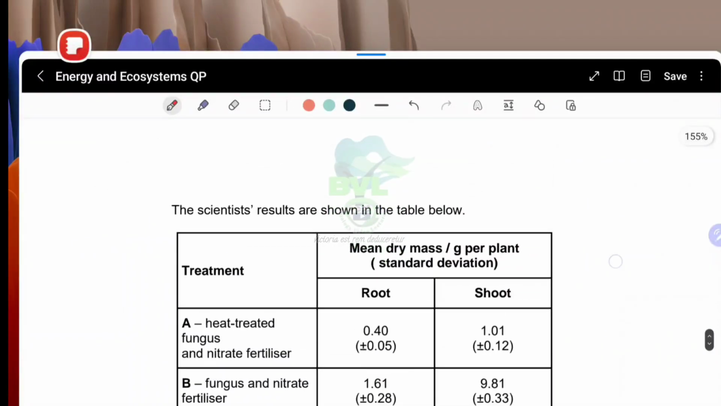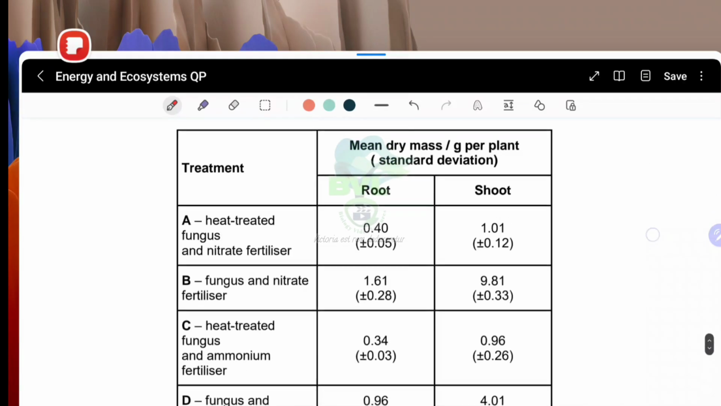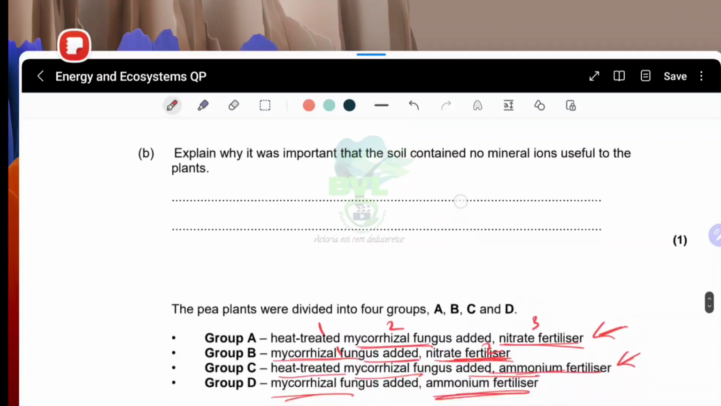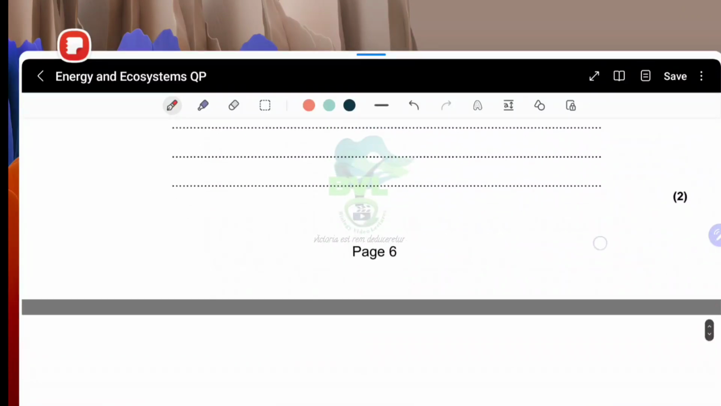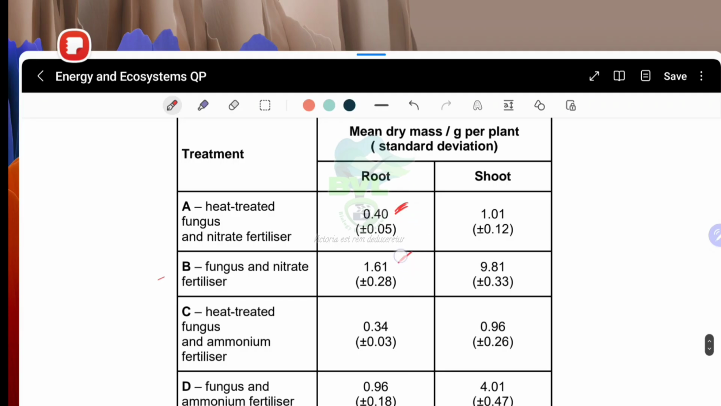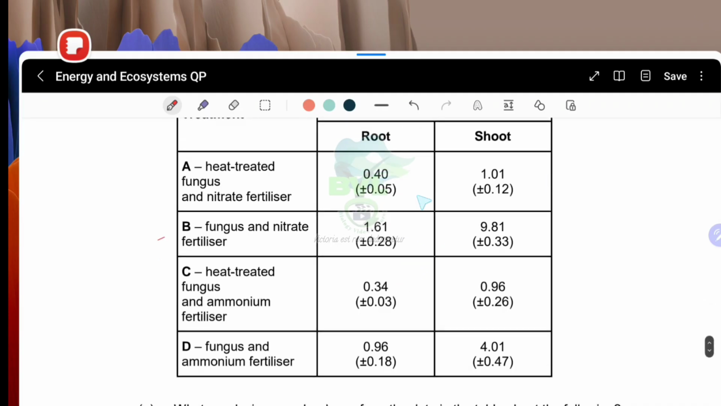Now, the next question says the scientists' results are shown in the table below. You can see the heated plant and the one with fungus, heated fungus, and the one with nitrate fungus. This was without, just basically what you saw here. Basically, that's what you have in the table here. But see the result in the root, but pay attention to basically these figures, those figures.